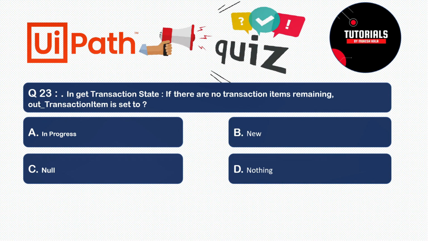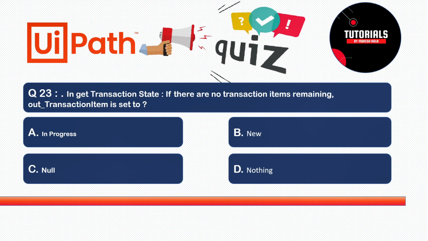I hope you got the answer: the status for out transaction item is set to nothing. Out transaction item is set to nothing, which simply means that REFramework knows there are no more transactions. This can happen in 2 scenarios. Either the transactions are complete, or somebody just clicked on the stop button from the orchestrator, then also the item is set to nothing, and REFramework thinks that there are no more transactions. So the correct answer for question number 23 is option D.